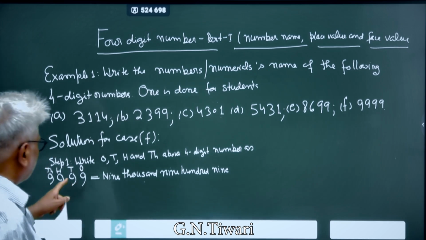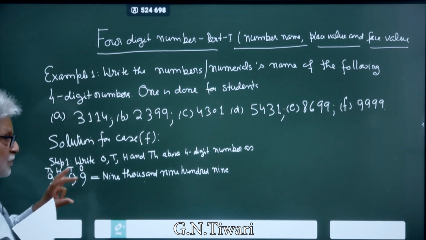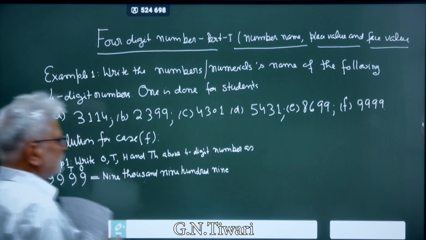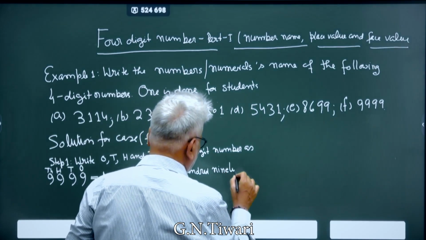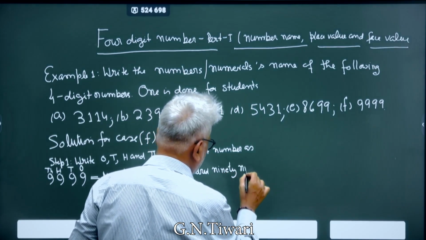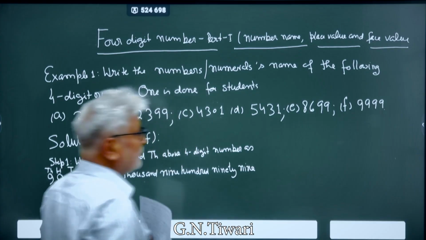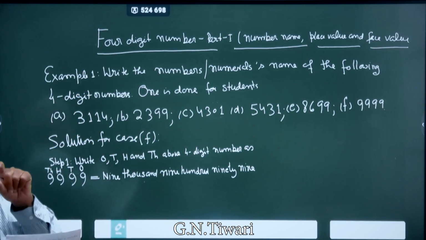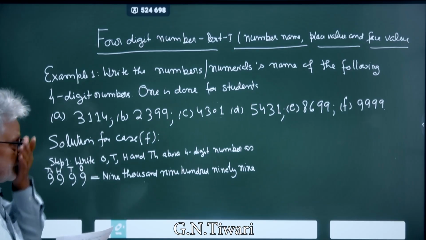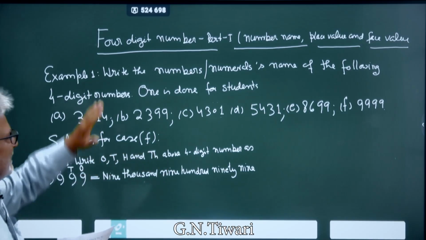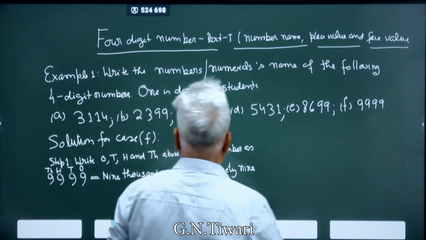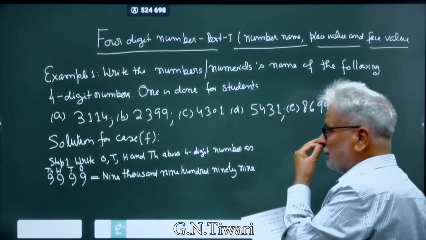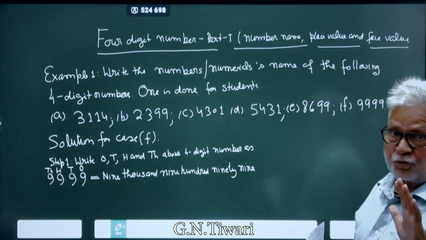Now see, this 9 and this 9 if you combine, it is going to be 99. So 99. Always in number name, these 2 digits are written in words simultaneously. That is the number name, and that is how you are going to write the number name of all the other 4-digit numbers.